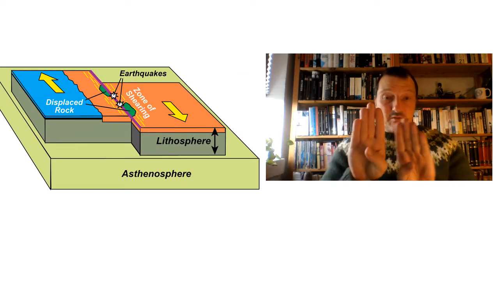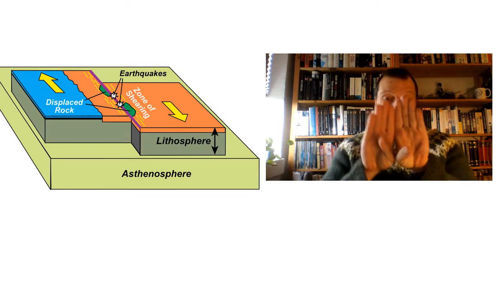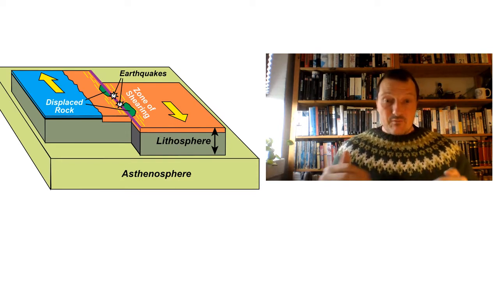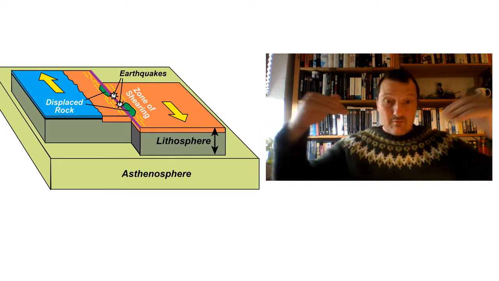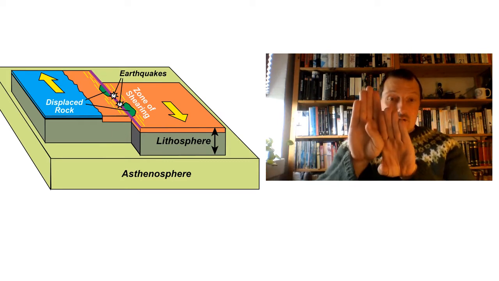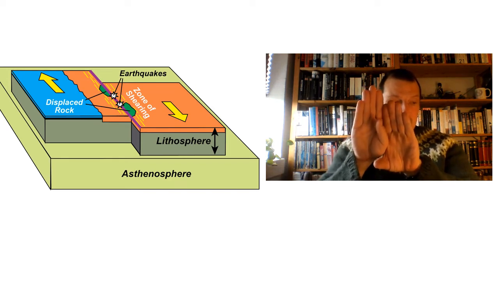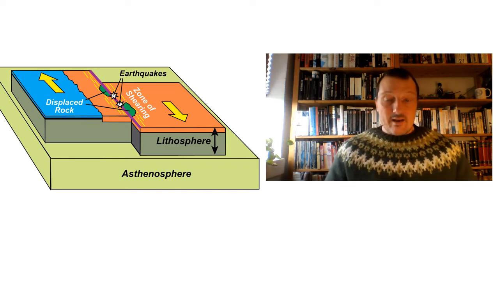Last but not least, we have the transform boundaries, which is where two plates slide parallel to each other. When that happens, we have no creation of new rock, we have no subduction zone, but what we do have is usually a high amount of earthquake activity, as we have this huge power here that will then crack, and these earthquakes can lead to tsunamis or earthquakes on land.